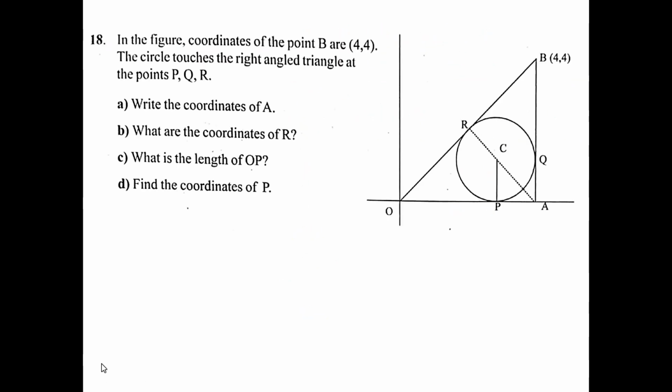18th problem. In the figure, coordinates of the point B are (4, 4). The circle touches the right angle triangle at the points P, Q, R. Write the coordinates of A. What are the coordinates of R? What is the length of OP? Find the coordinates of P.